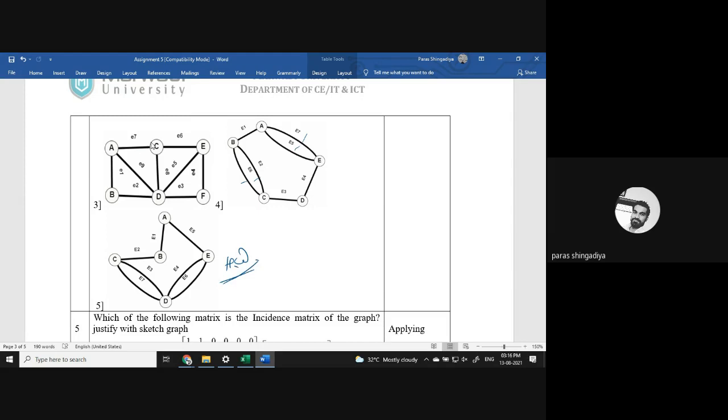It's very easy. In the third one, there will be 6 vertices and 9 edges. In the fourth graph, it has 5 vertices and 7 edges, so a 5 by 7 matrix will be there.